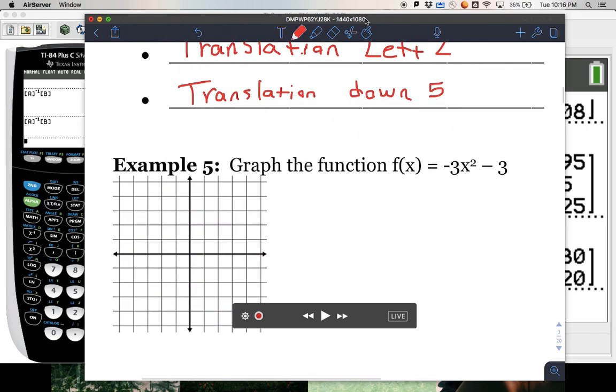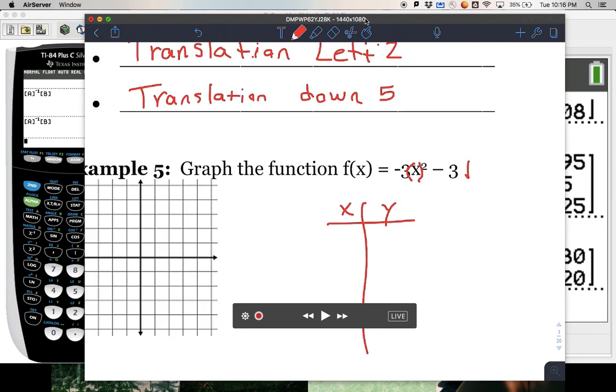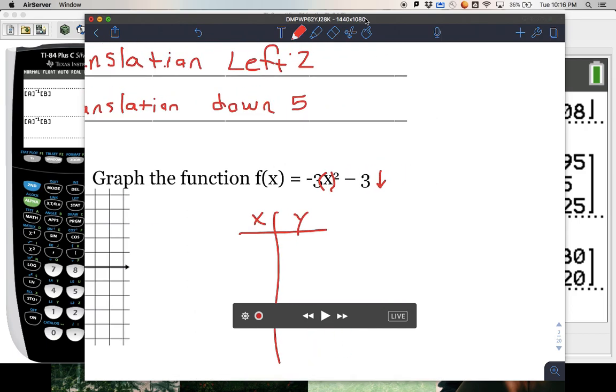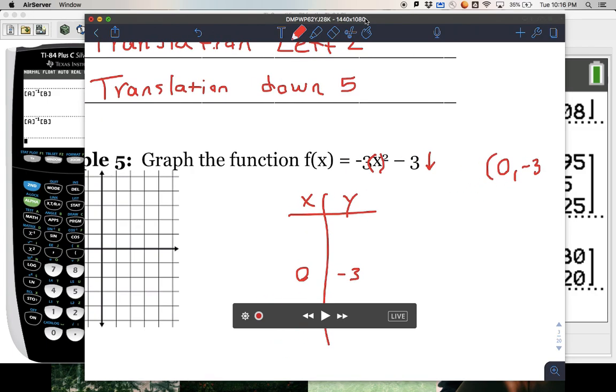Okay, graph this function right here. You could use a graphing calculator. I'm just going to quickly do the table here for it. Now, since it doesn't have anything inside the parentheses, it's not going left or right, but then you got the -3, so it's moving your vertex. So you can say (0, -3). Okay, now as far as other nice points to plug in, I guess we're going to do 1 and 2, and I guess -1 and -2.